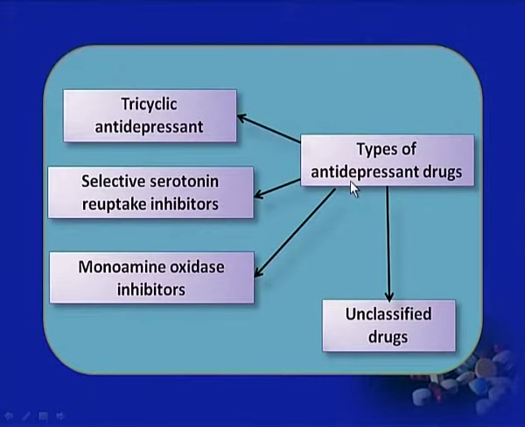Let's discuss what depression is. Depression is the deficiency of norepinephrine and serotonin, which are monoamine neurotransmitters. There are some neuroendocrine factors also, like an increase in corticotropin releasing factor and some hormones. These are the types of antidepressant drugs: tricyclic antidepressants, selective serotonin reuptake inhibitors, monoamine oxidase inhibitors, and some unclassified drugs.